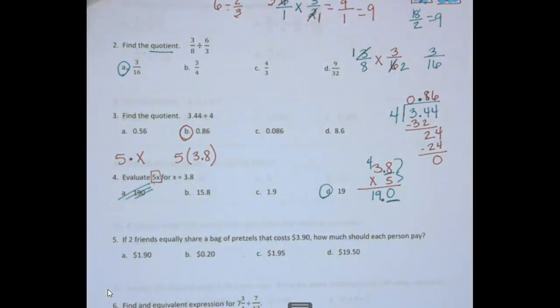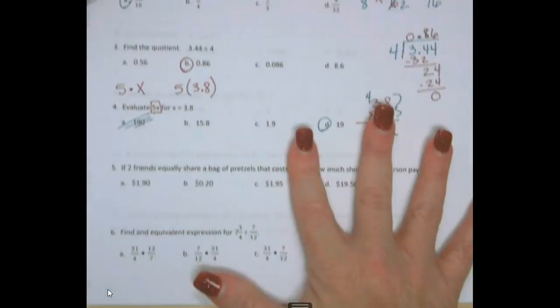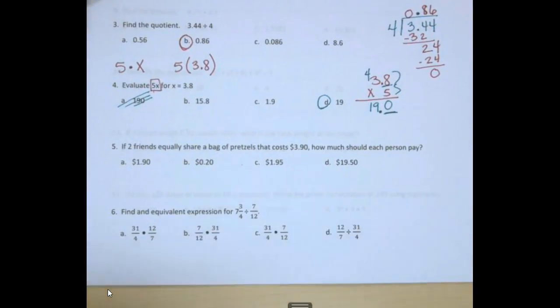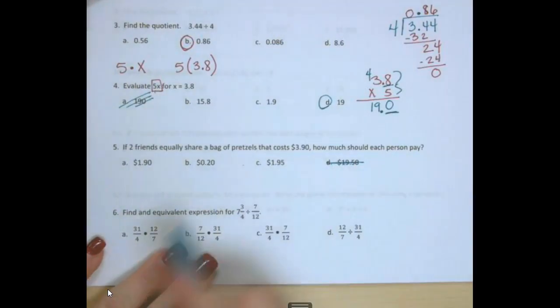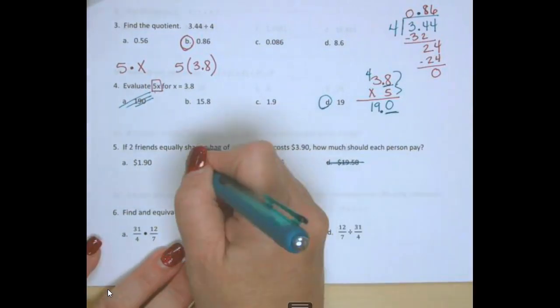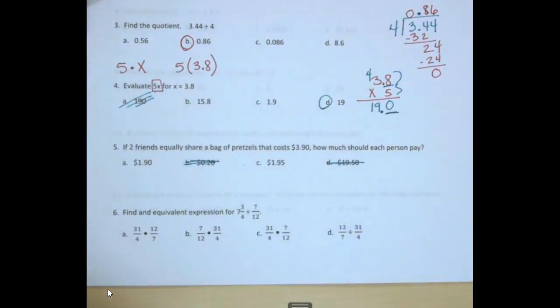Now, number 5. If 2 friends equally share a bag of pretzels that costs $3.90, how much should each person pay? Let's look at this and think about it. Which ones can we automatically get rid of? D and B, because I know I'm not going to pay $19 to share pretzels that cost $3.90. And 20 cents, if 2 of us did that, that would just be 40 cents. So when you do this, you are narrowing down your chances of getting it correct. You have a 50-50 chance now getting it correct.